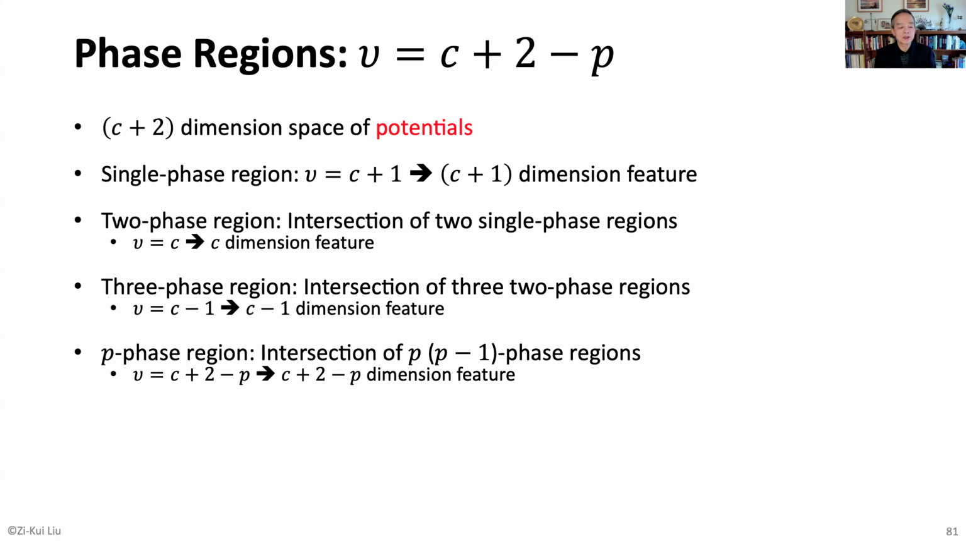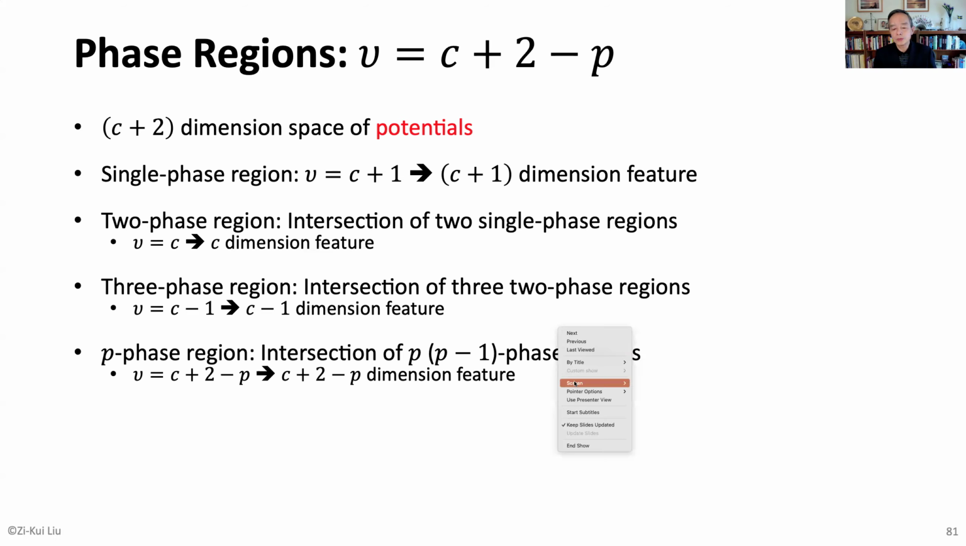And if you have P phases, you have a P phase region. That means P phases are in equilibrium with each other. So you get the intersection of P minus 1 phase regions. Okay. So the number of independent potentials in terms of the Gibbs phase rule becomes C plus 2 minus P, so C plus 2 minus P dimension features.